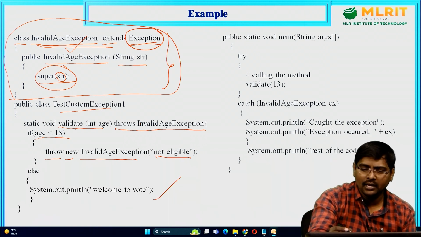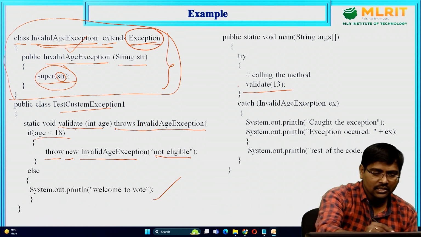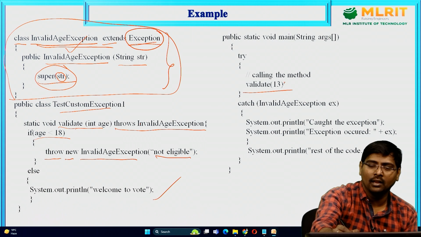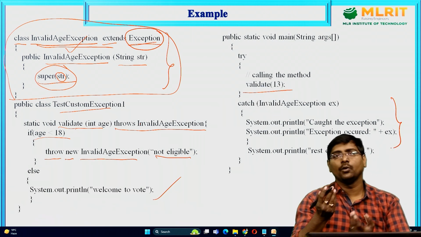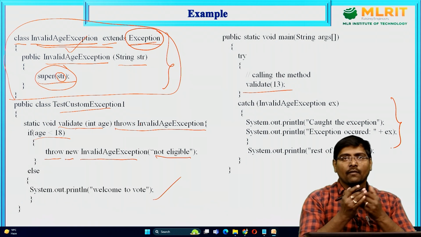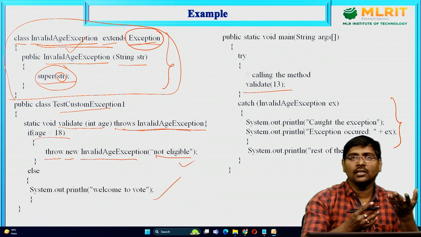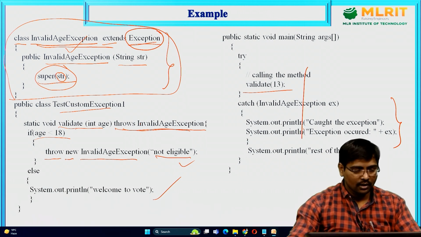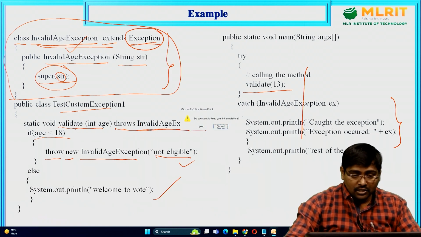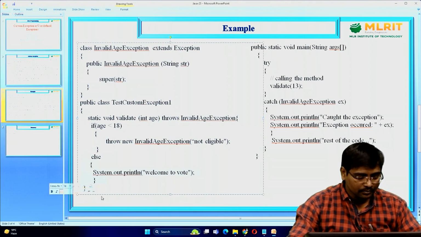Now the remaining is the same. I call this validate method. If there is an exception, it will be handled. And here, if it uses the throw keyword, inside the catch block you handle it. Whether throw occurred, you are throwing the exception if invalid age, and that is also placed inside the try catch block. Now you understand the step by step procedure of handling the exception.